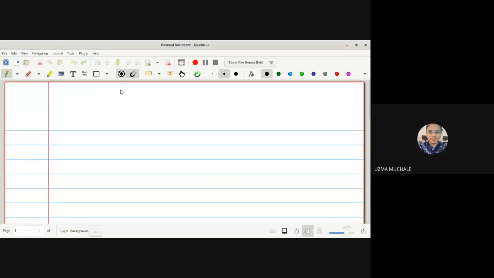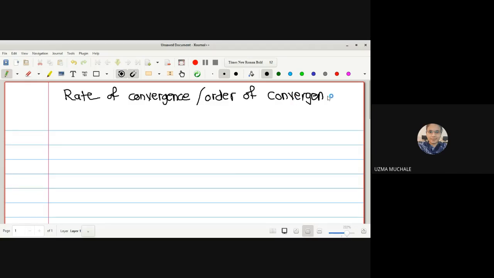Let us go for the new concept, that is rate of convergence or order of convergence. For that, first we'll see the definition of what we mean by rate of convergence. I will write down the definition. You have to read it and understand this, and I will explain later.